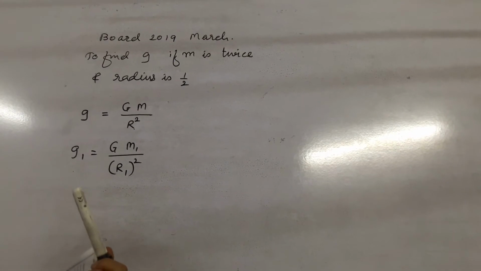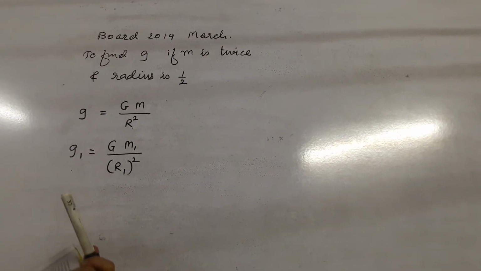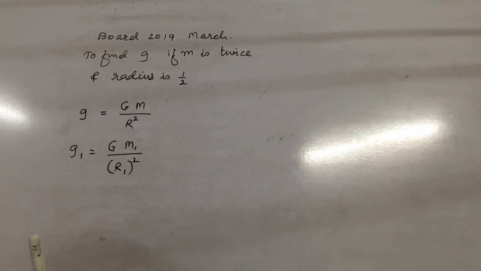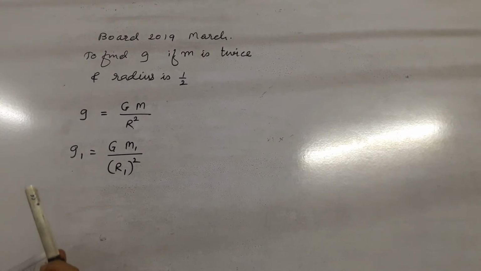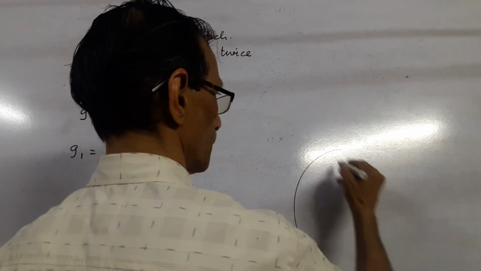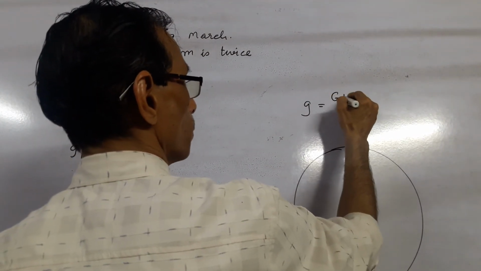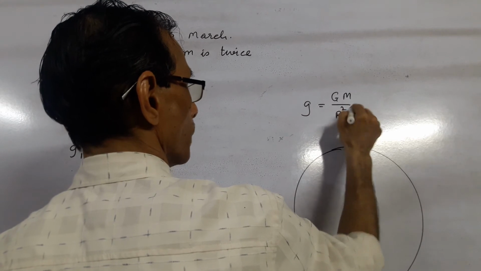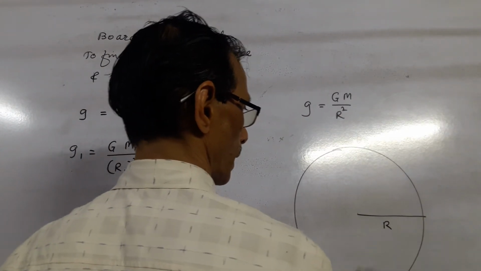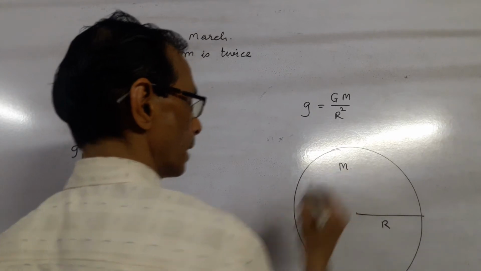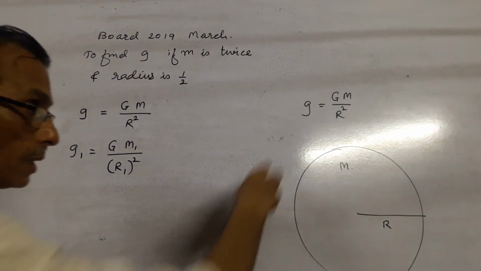The next sum was asked in the board exam of March 2019. The sum is: what would be the value of G on Earth's surface if the mass was twice and the radius was half? Suppose here the Earth is there. Now we know the value of G on Earth is G into the mass of the Earth over R square, the radius of the Earth. So the radius of the Earth is R and the mass of the Earth is M, and therefore the value of G will be this.